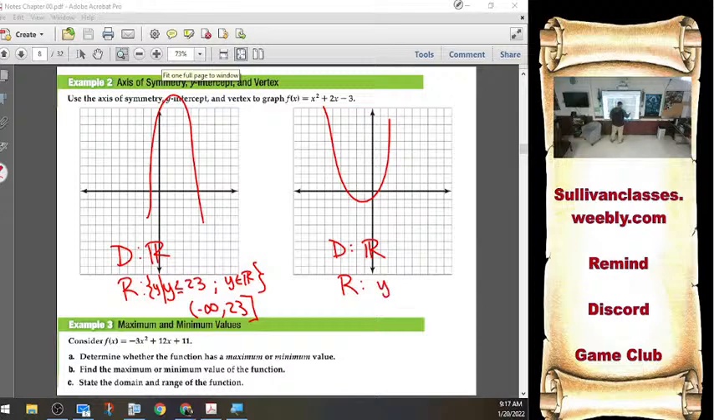Greater than or equal to -1, or I could just say from -1 to infinity. And again, you'd put the parenthesis on infinity because you can't touch infinity. It's just an idea.